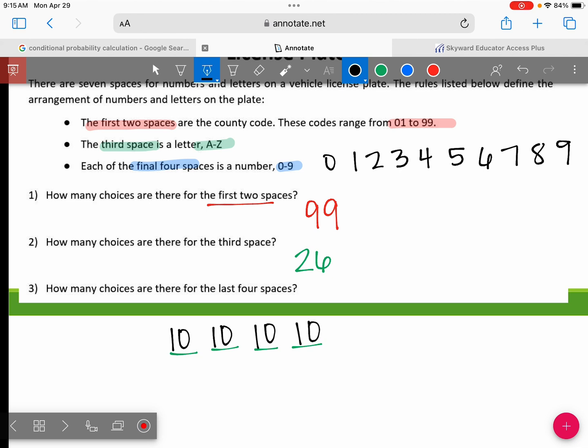So go ahead, pick up your calculator and take 10 times 10 times 10 times 10. And you should get 10,000. Who got 10,000? All right, any questions about 1, 2, or 3?